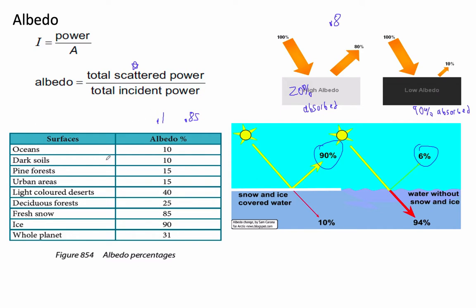Okay. And you can look, these are just some albedos given to us. Oceans, dark soils are not very reflective, right? Pine forest, light-colored deserts reflect a fair amount, right? But ice, look at ice, baby. Ice is very good. Fresh snow, also very good, right?